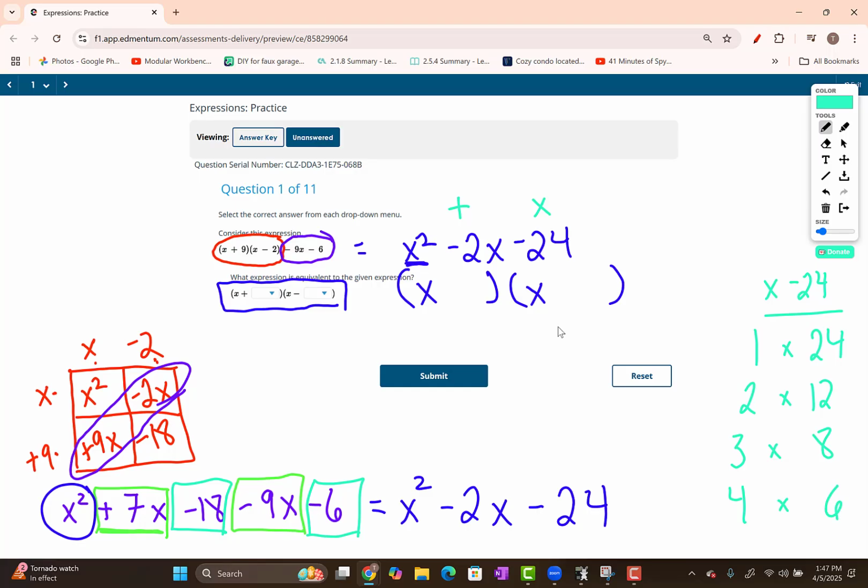So of those numbers, which two numbers can multiply together to give us negative 24 and add together to give us negative 2? You should see pretty clearly 6 and 4. Do we want 6 minus 4 or 4 minus 6? Well, we want 4 minus 6 because 4 minus 6 gives us negative 2. So this should be x plus 4 and this should be x minus 6.